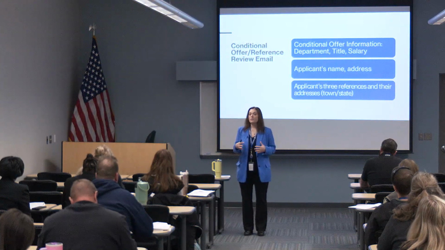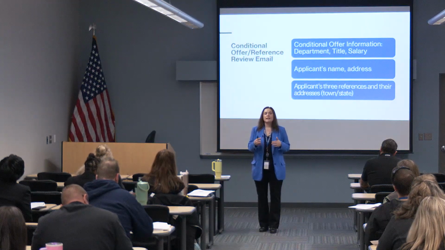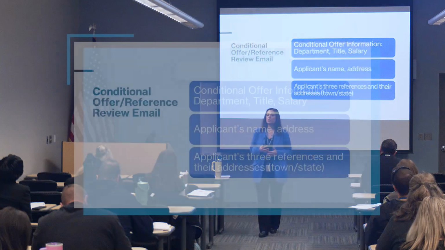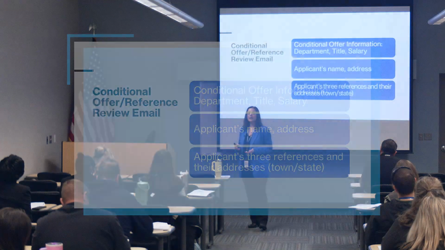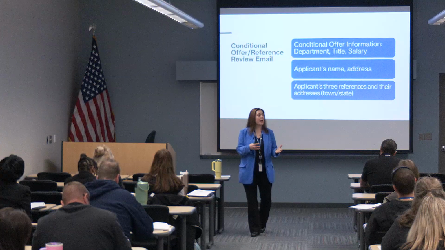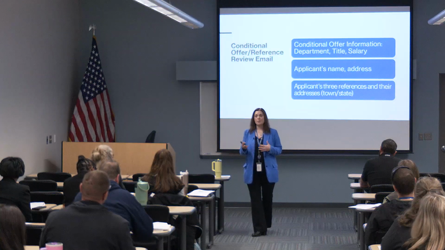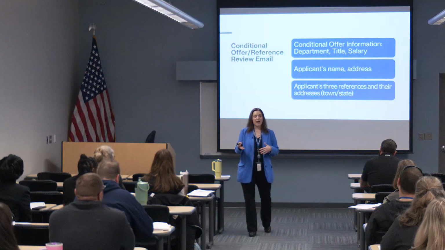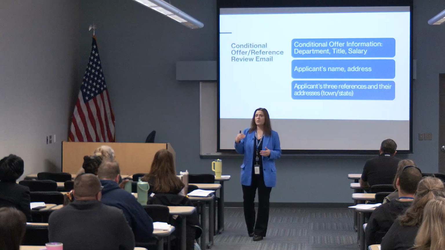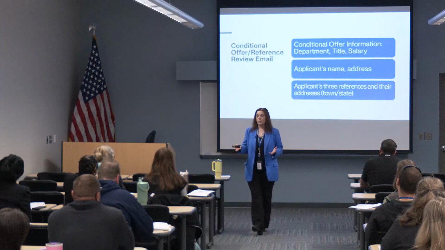Okay, so once we get all of that information, the first step your HR recruiter is going to do is to send a conditional offer reference review email to county administration. That email needs to include all of the conditional offer information: department, title, salary. It's going to include your candidate's name and their mailing address, as well as the candidate's 3 references and their mailing address. And that's where I said this is going to come into play. So if you send us the packet and the information, and we pull the application from the NeoGov system, and that reference section is not there, okay, now we have a delay in the process.